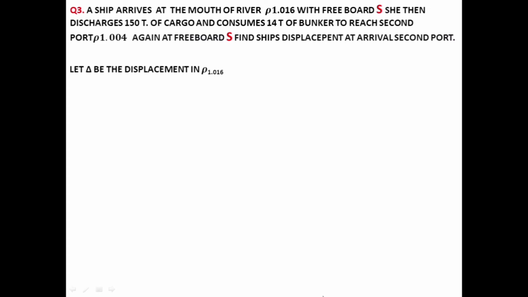So I just remember that volume of water should be the same if their drafts are the same. So I find that this is a little easier way. It is up to you whichever way you want to do it. So I have just assumed that the displacement in 1016 is delta. The volume of water displaced would be this mass over density.